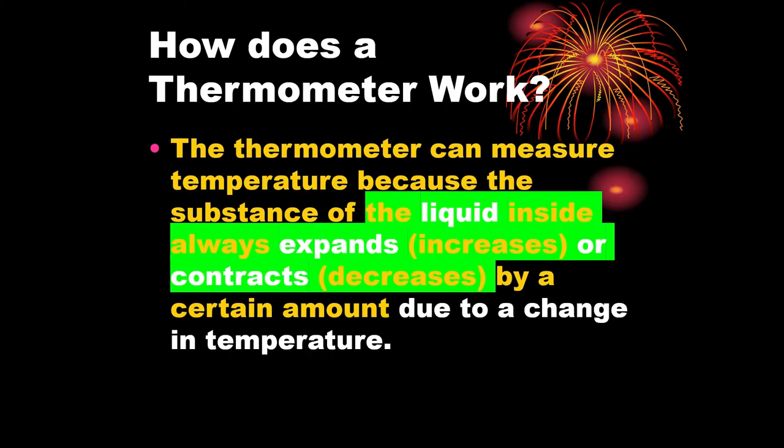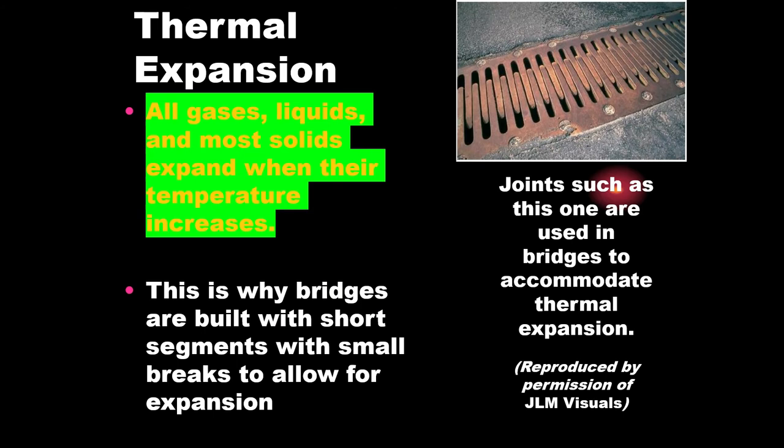How does the thermometer work? It measures temperature because the substance, the liquid inside, will either contract or expand by temperature change. This is known as thermal expansion. All gases, liquids, and most solids expand when their temperature increases. When you're on the road and you hear the bump, bump, bump on the freeway, those are thermal expansion joints on the freeway. They're used to accommodate thermal expansion.